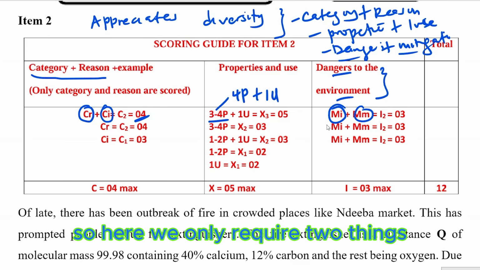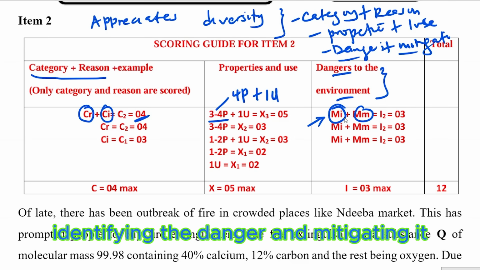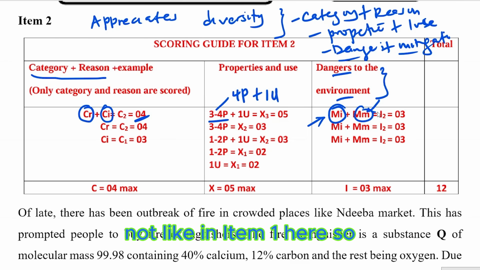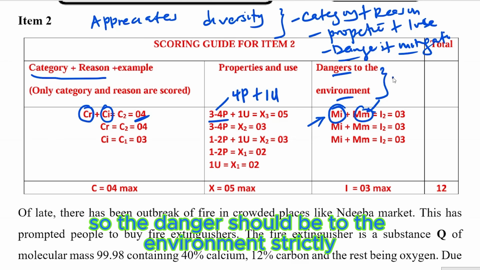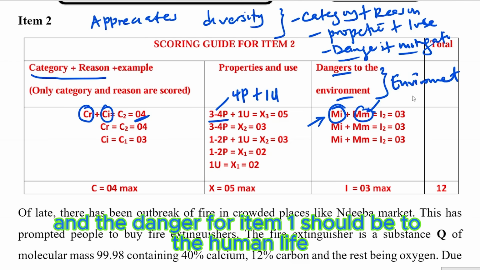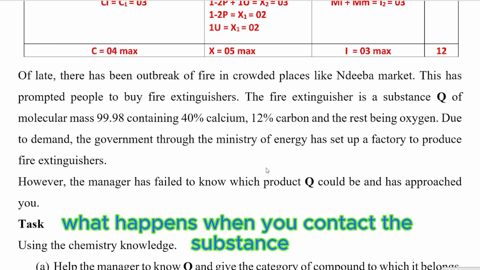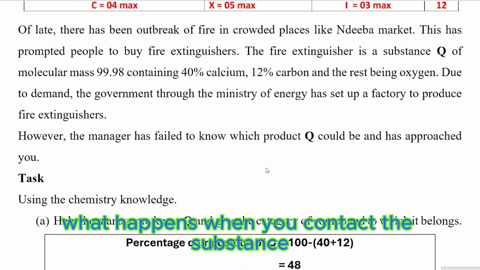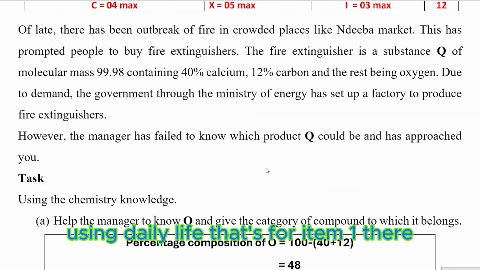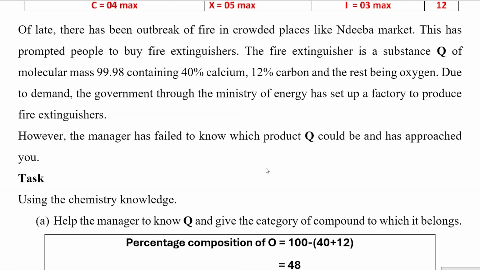So here we only require 2 things, identifying the danger and mitigating it, not like in item 1 here. So the danger should be to the environment strictly, and the danger for item 1 should be to human life. What happens when you contact the substance used in daily life? That's for item 1 there. Now let's go through this.